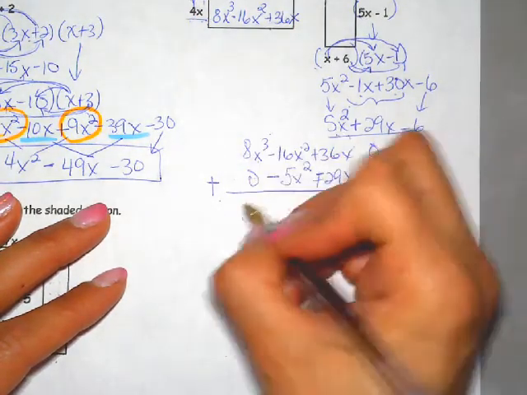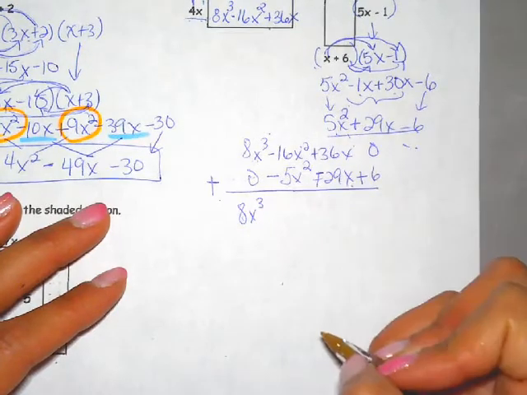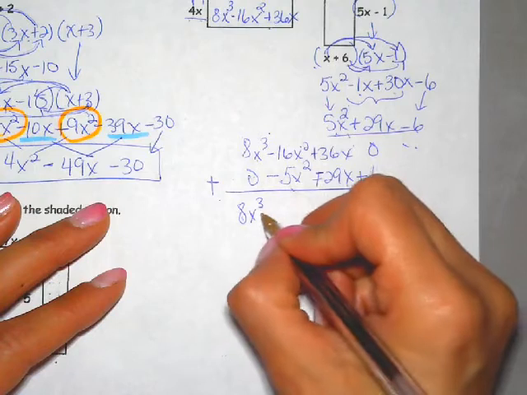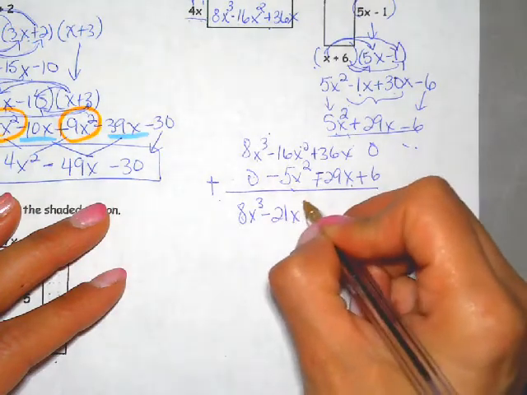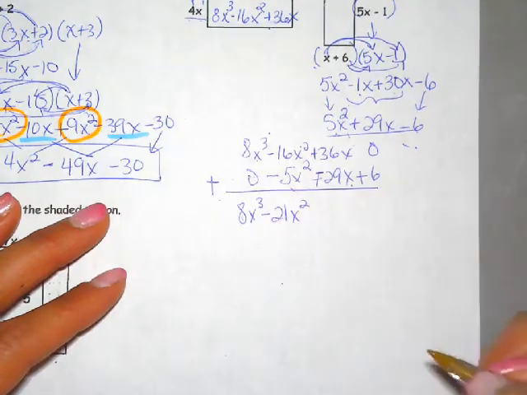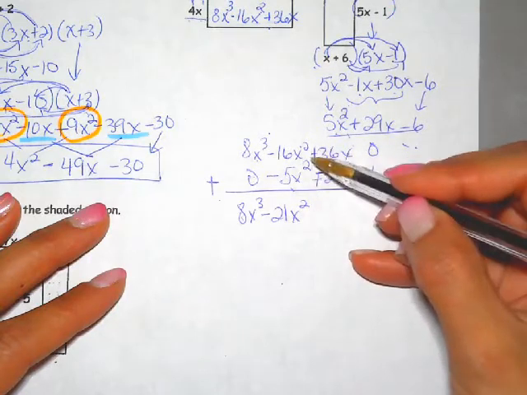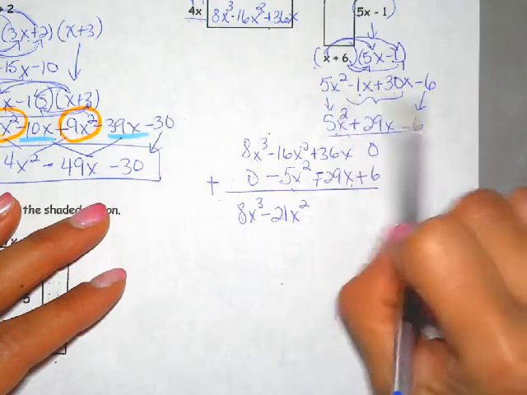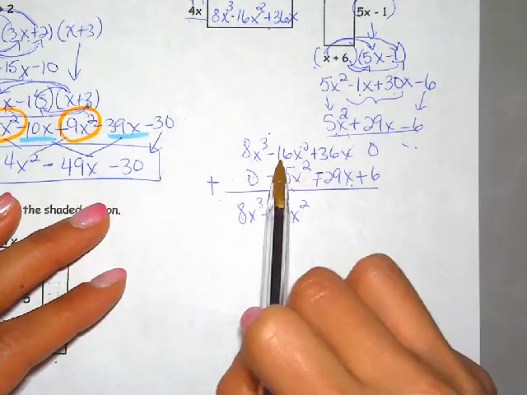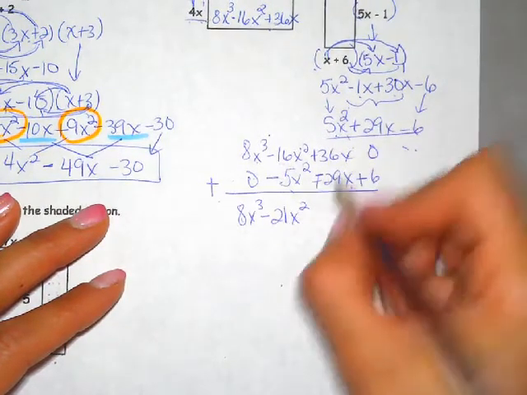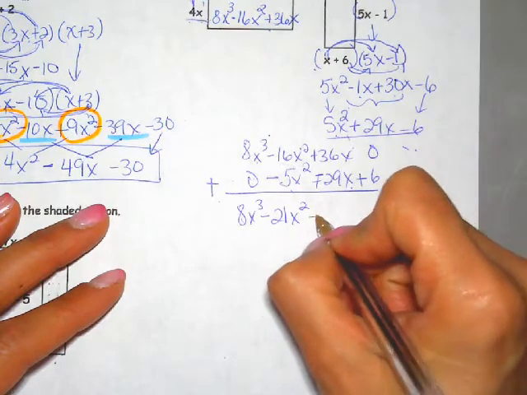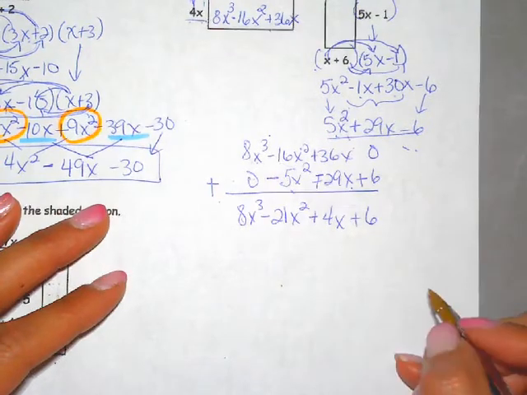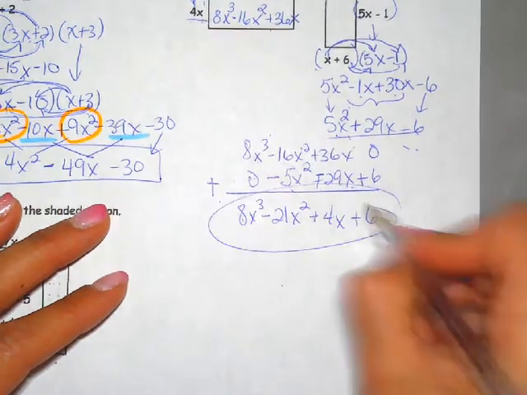So just 8 plus 0 is the same thing, right? Then 16 and -5, same signs, add and keep. Add them, keep a negative. Do not add the x. We're just combining like terms, it doesn't change. It only changes when we multiply. We're only combining here, so the variables and the x stay the same. Then +4x and +6. Here's our answer.